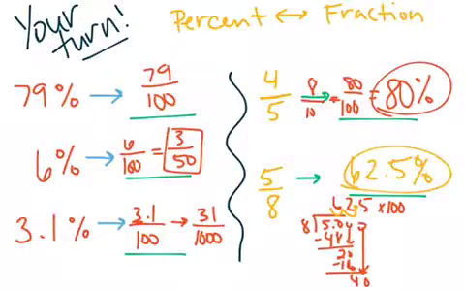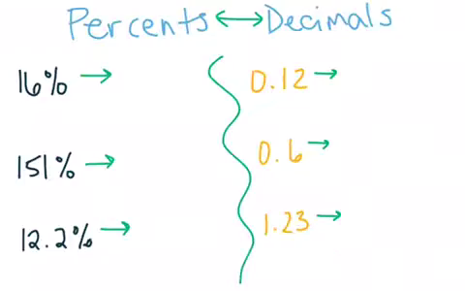So if you take a look at the answers, you'll see we get 79 hundredths, 3 50ths, 3.1 over 100 or 31 over 1,000. 4 fifths becomes 8 tenths, which becomes 80 over 100, which becomes 80%. And then 5 eighths is a decimal of 0.625. You move your decimal point over 2 spaces. Even if there's still a number there, you would just put 0.5, so it would be 62.5%.